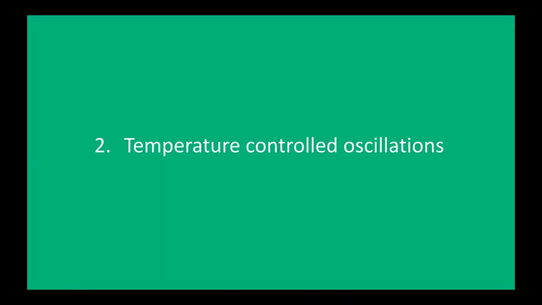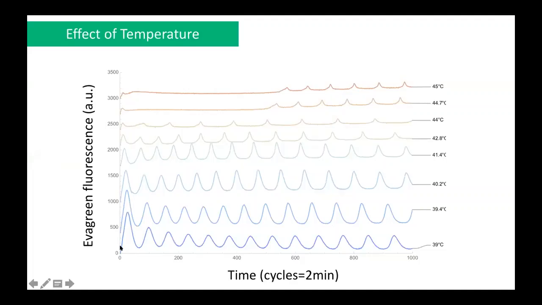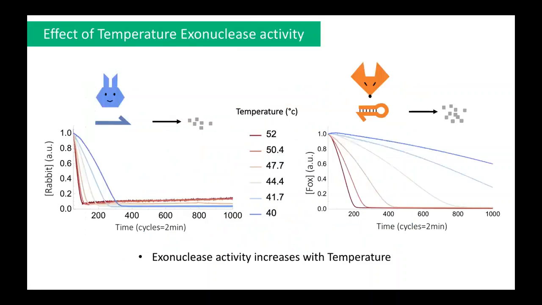So now, how do we actually control these oscillations? The idea is that if you put your oscillator at a normal temperature, around 40 degrees, you have nice oscillations. But if you increase the temperature, something weird happens: it doesn't oscillate. It starts somehow, but the oscillations are very small. And why do we have this? The reason is that the exonuclease, the enzyme that we use, loves high temperature. So when you increase the temperature, the activity increases a lot.